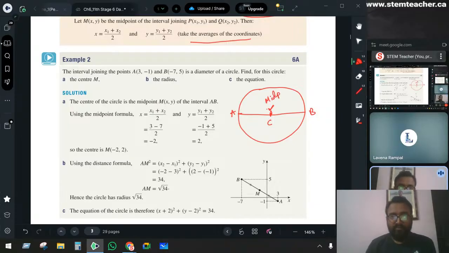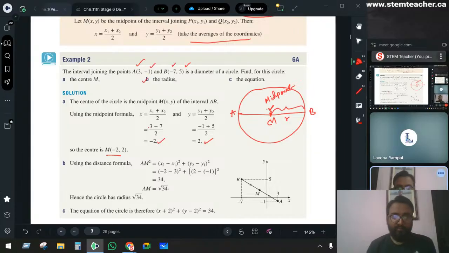The midpoint formula is (x1 plus x2) by 2, (y1 plus y2) by 2. Here, 7 plus minus 3 by 2, minus 1 plus 5 by 2. So it is 4 by 2, which is 2, and minus 4 by 2, which is minus 2. So we got M. And the distance from this midpoint to the end is the radius. Then we can get the radius.